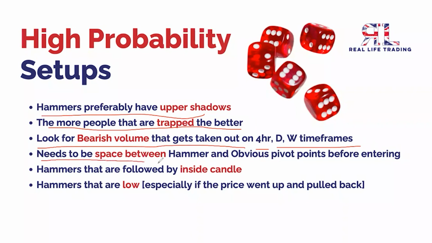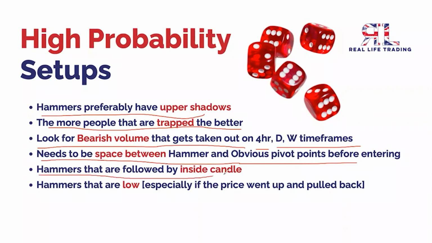There needs to be space between the hammer and obvious pivots before taking the trade. If you can imagine, if there's a clear resistance line in front of you, then we need to be mindful of that. I wouldn't take that trade. So we just need to make sure that there's some space and the risk to reward ratio is adequate.